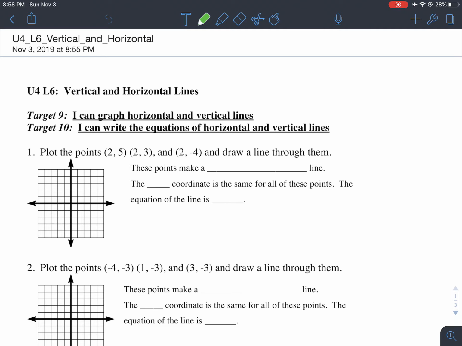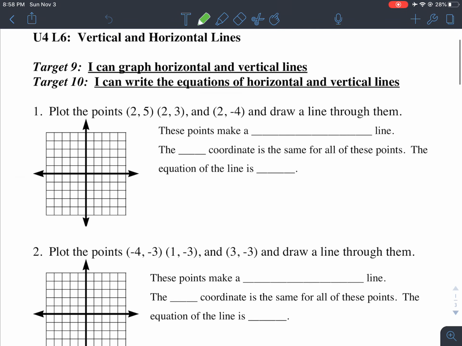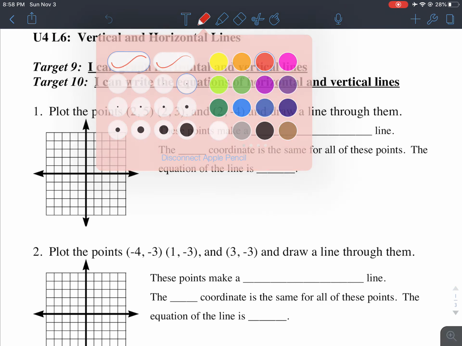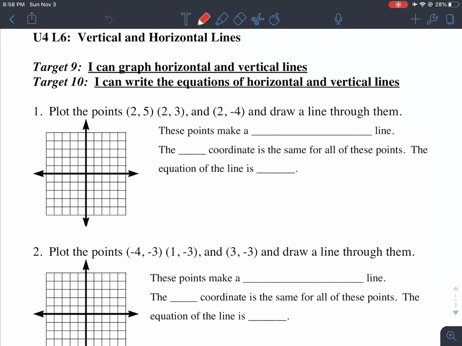So in the first example, it asks us to plot 3 points: (2, 5), (2, 3), and (2, -4). If we plot each of those, (2, 5), remember this is our x-coordinate, so we'll go 2 to the right, and then 5 up. So there's that first point there. The next one is at (2, 3), so 2 to the right and 3 up. The last one is (2, -4), so that's 2 to the right, down 4. Okay, and then it asks us to draw the line that goes through them. So that would be this line right here.